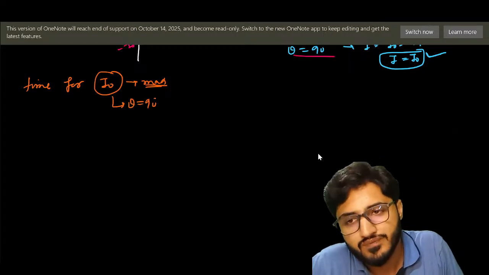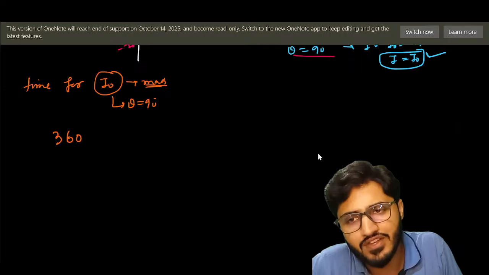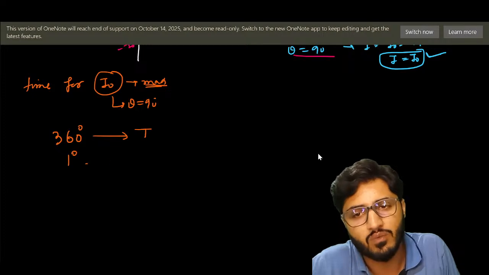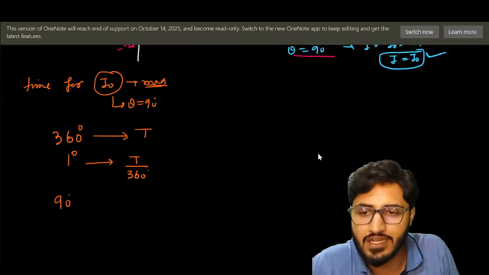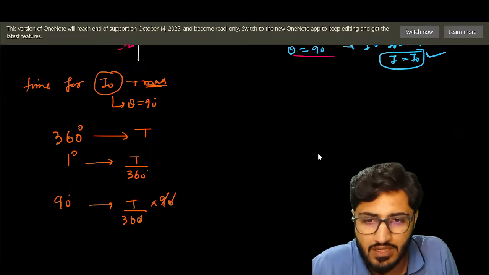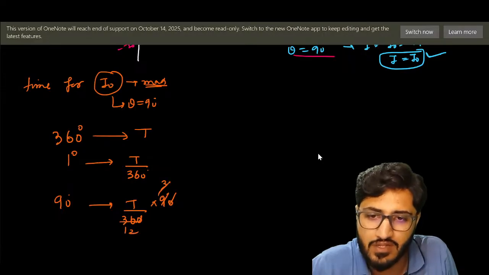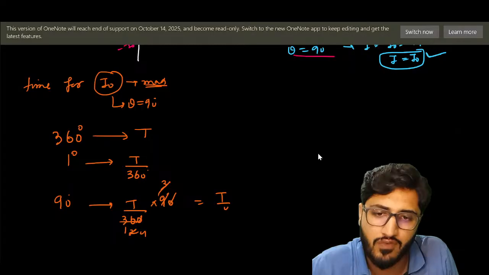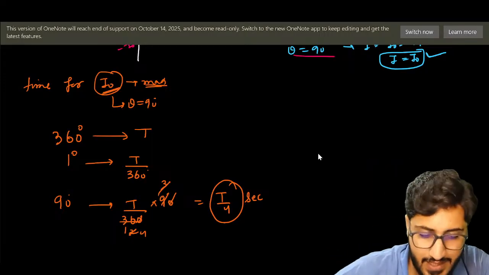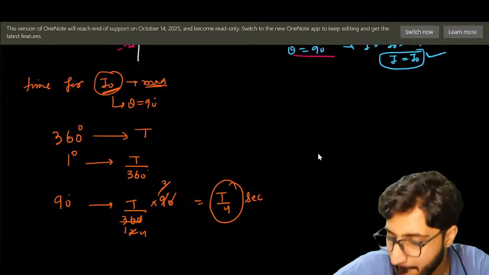Okay, so look, in a circle we have 360 degrees. To complete one circle means T, the time period. 1 degree means T divided by 360. But we have 90 degrees. For 90 degrees, T divided by 360 multiplied by 90. Cancel out. 3 3s are 9, 3 1s are 3, 3 2s are 6, 3 4s are 12. So my answer is T by 4. In T by 4 seconds, we get our maximum value.